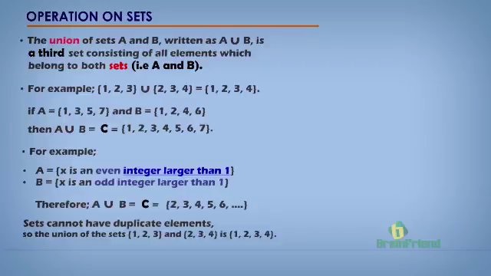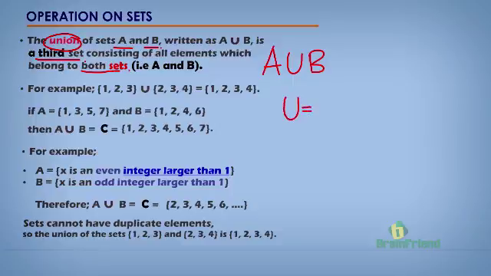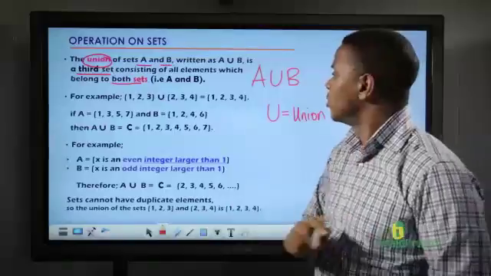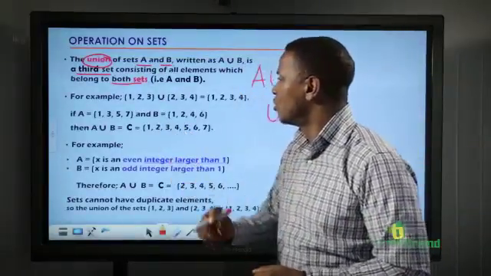Let's go on. The union of sets A and B, written as A union B, is a third set that consists of all elements that belong to both sets. The symbol ∪ is used to denote the term union. Let's take an example to better understand what the union is.